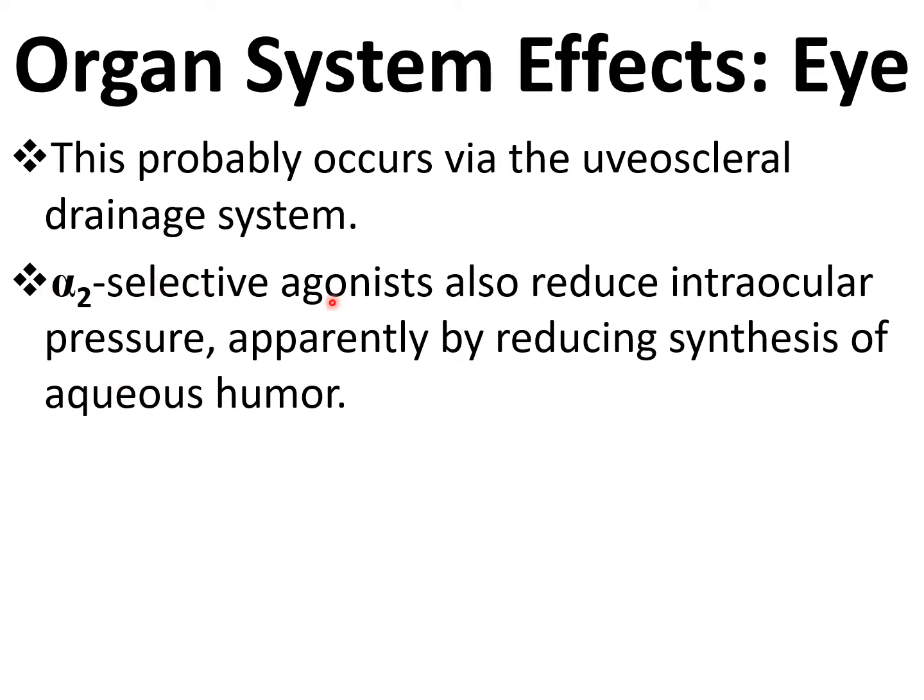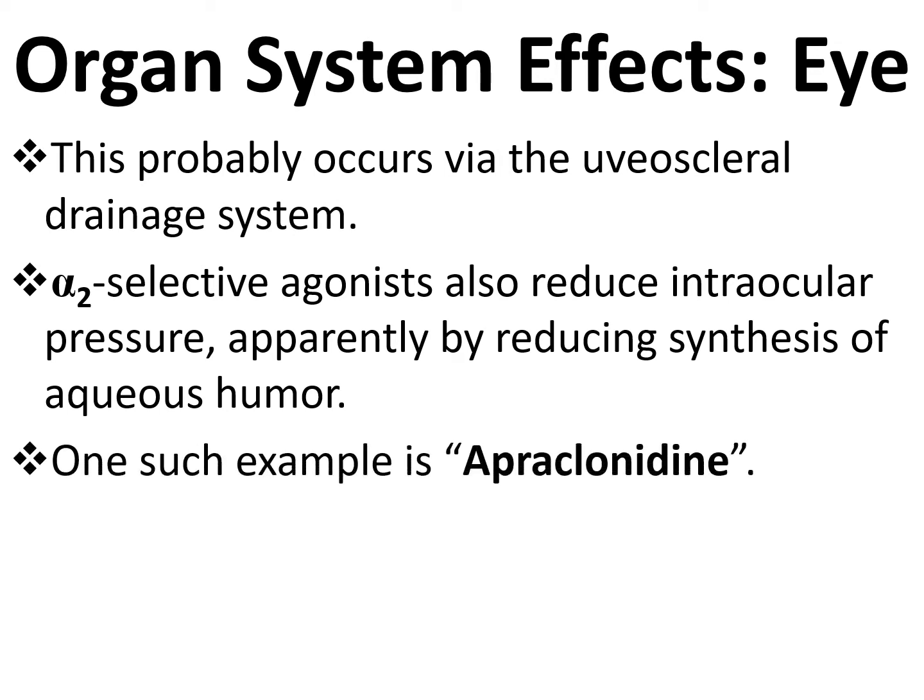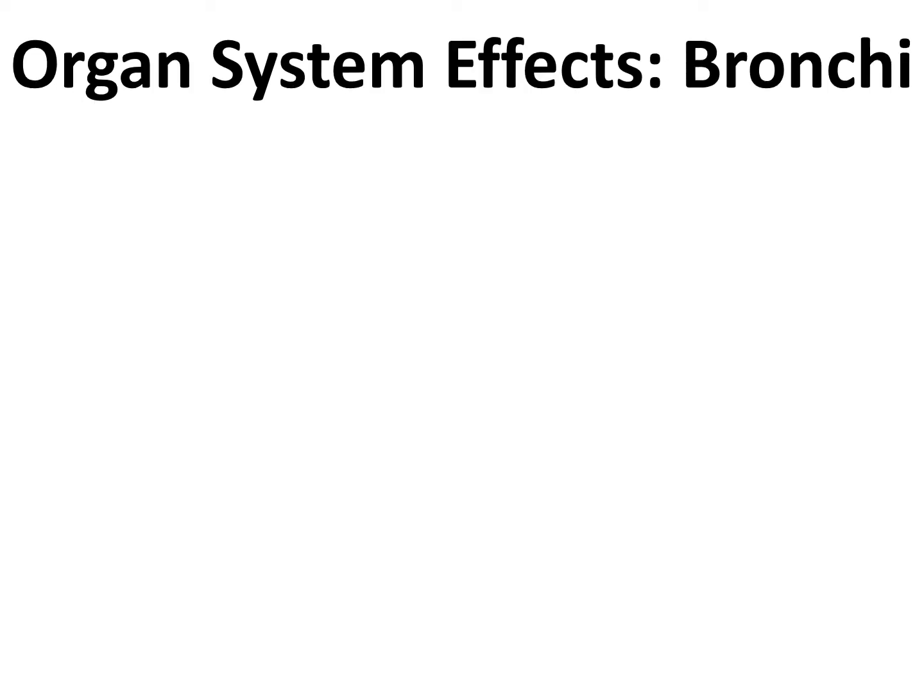Alpha-2 selective agonist. An example for an alpha-2 selective agonist is clonidine, which reduces intraocular pressure apparently by reducing synthesis of aqueous humor. So the ciliary body is responsible for the aqueous humor secretion. There the alpha-2 receptor may reduce the aqueous humor secretion, same like a beta receptor also. One example, apraclonidine, is a congener of clonidine which is used in glaucoma because it reduces the aqueous humor secretion.